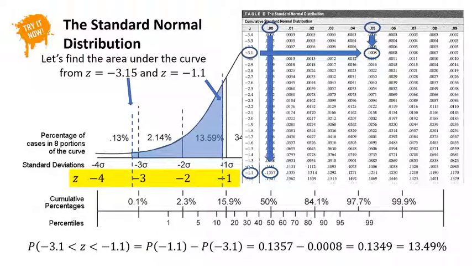Welcome back. This is another good problem in calculating those areas in between two locations on the standard normal distribution curve. You can see right on here that we had two boundaries that we were looking at, and we simply had to subtract the cumulative areas for each one of these. The 0.1357 located at -1.1, and the value of 0.0008 associated with -3.15 on the scale here, for a value of 0.1349 or 13.49%.